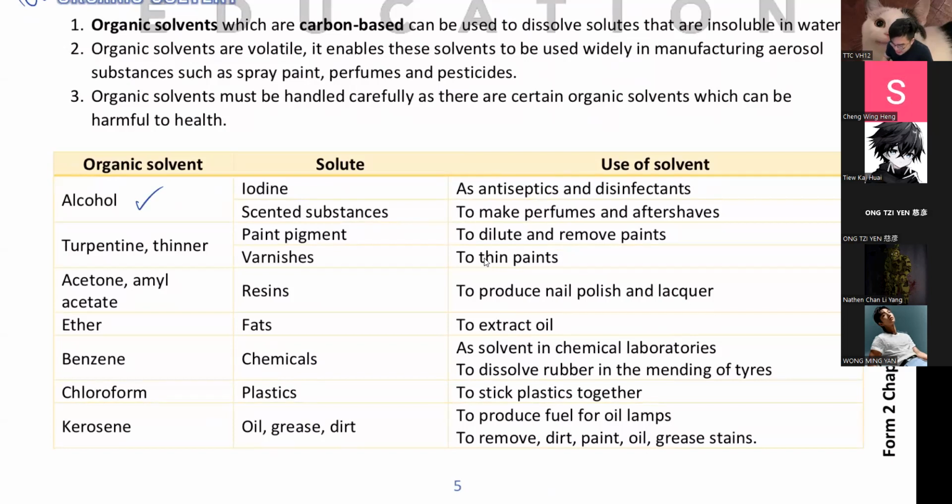By the way, alcohol is an antiseptic and a disinfectant. We use this to kill germs, right? It can dissolve perfumes and aftershave, right? So if you say alcohol is not strong enough, you want something stronger.